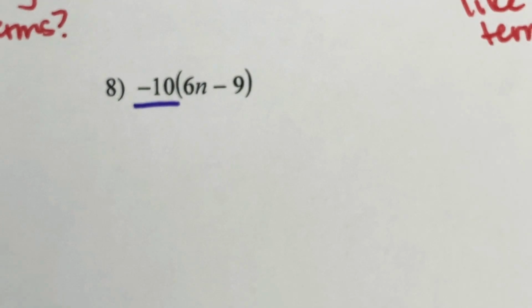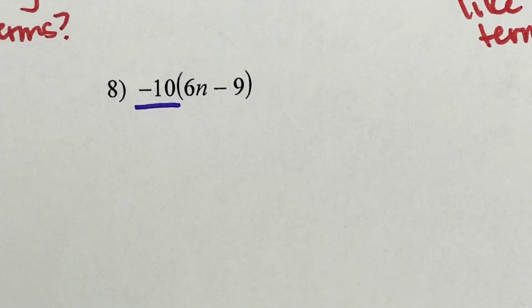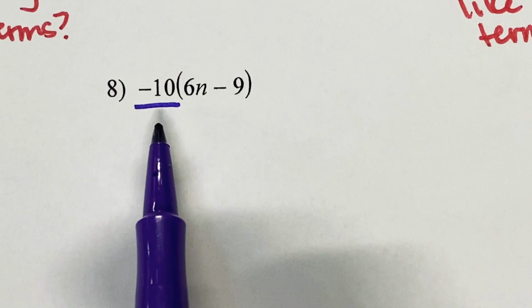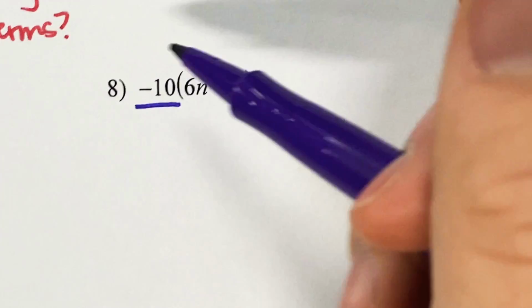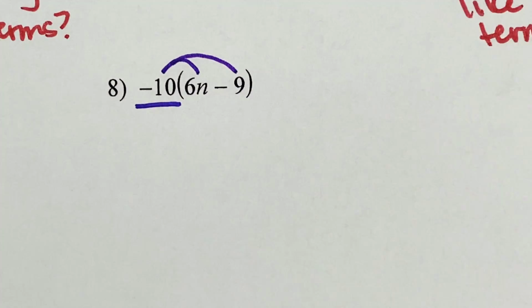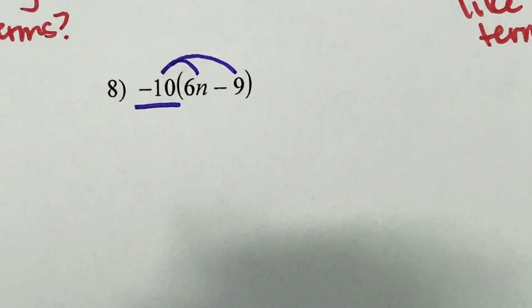Okay, let me focus in. There we go. Sorry, it wasn't focusing. Okay, so we have this negative 10. It wants to distribute, meaning multiply to both terms inside. It wants to come in and hang out with everybody inside, right?